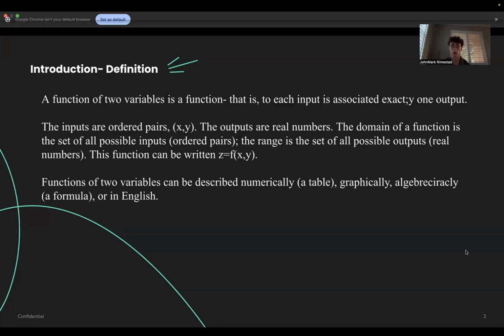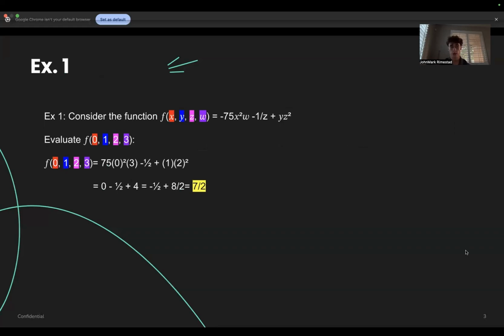All right. Awesome. So let's get into it. Example 1, consider the function f(x, y, z, w) equals negative 75x squared w minus 1 over z plus yz squared. So that's the function that we're working with right here, right? And it tells us to evaluate the function f(0, 1, 2, 3). What helps me personally is I color coded what correlates to what. So for x, I put that it correlates to 0, so I put red. For y, blue, 1. Z, pink, 2. W, purple, 3. Awesome. And then right here I'm going to write it all out.